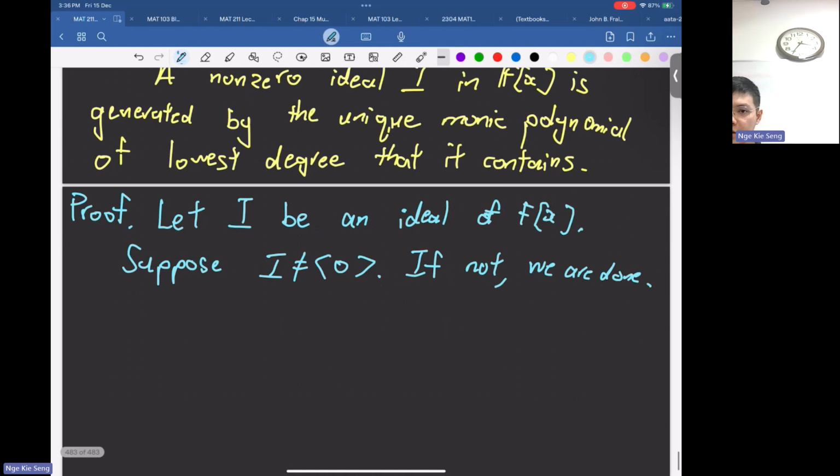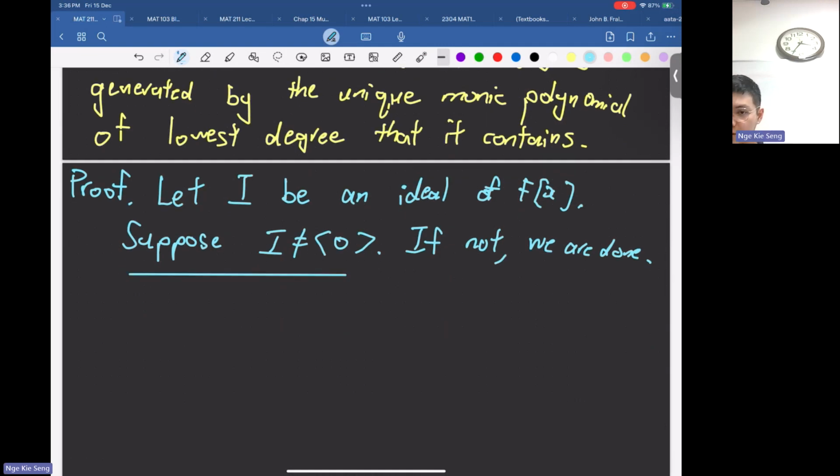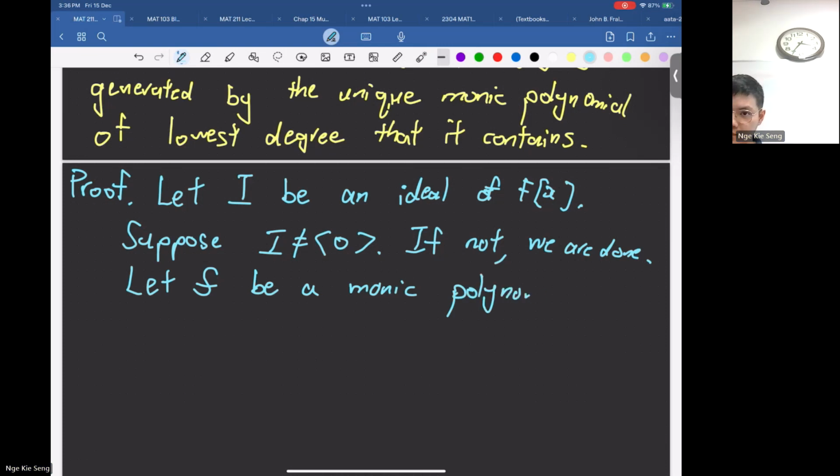Okay, so now there's one thing we need to introduce, right? We need to get our monic polynomial up. So let f be a monic polynomial with the minimum degree, with the smallest degree inside my ideal.